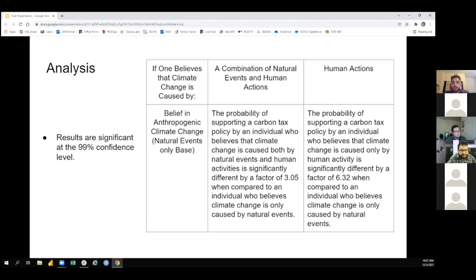And similarly, if an individual believes that human actions are the main cause of anthropogenic climate change, their probability of supporting a carbon tax policy will be significantly different by a factor of 6.32 compared to that natural events only base. And again, these are all significant at the 99% confidence level.